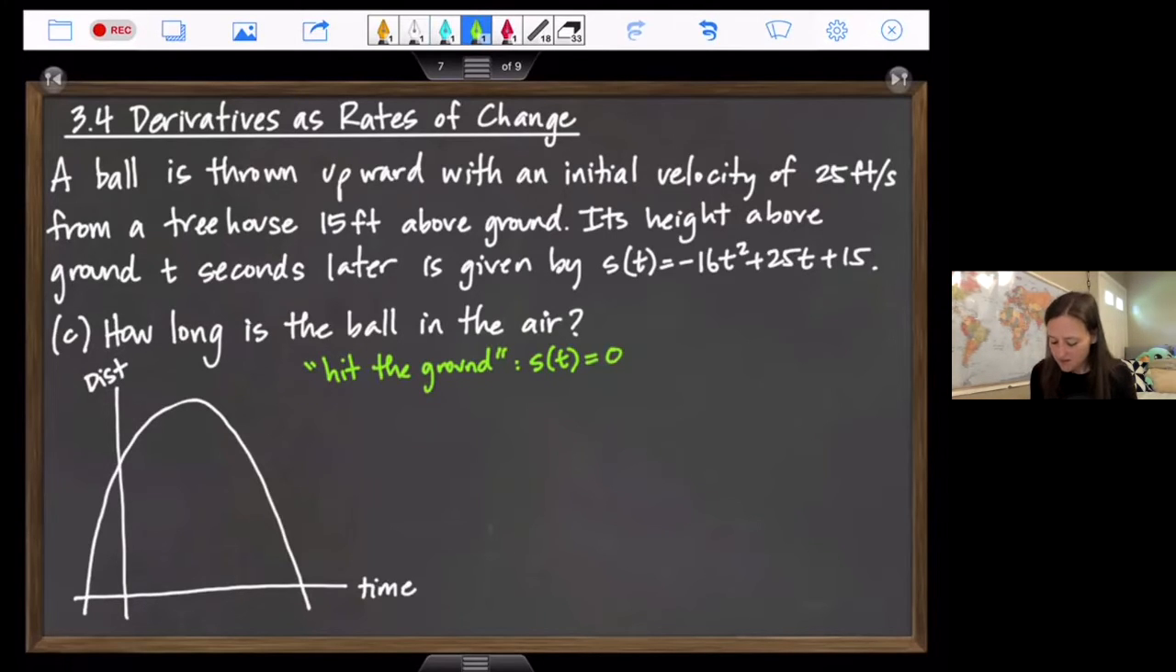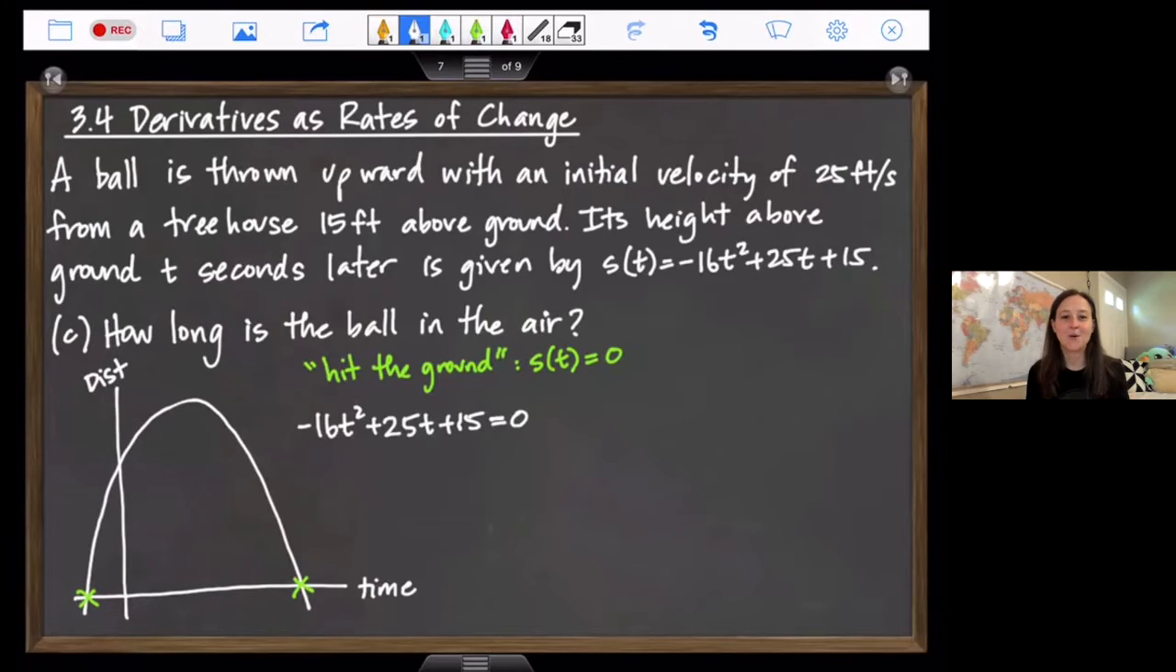That's going to be this spot on the time axis. It's also going to be this spot over here where time is negative. We're going to ignore that one because we know it won't make sense in context. All right, but we're essentially just finding what we normally think of as x-intercepts, in this case, the t-intercepts of this position function. So I'm going to take the whole function, negative 16t squared plus 25t plus 15, and set it equal to 0. All right, and I am not going to try to factor that.